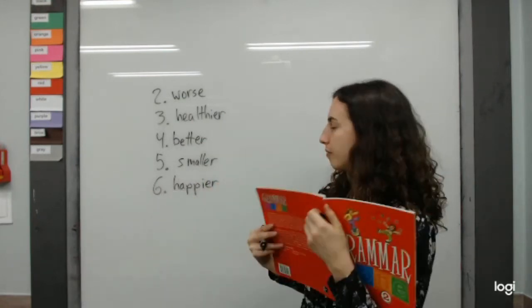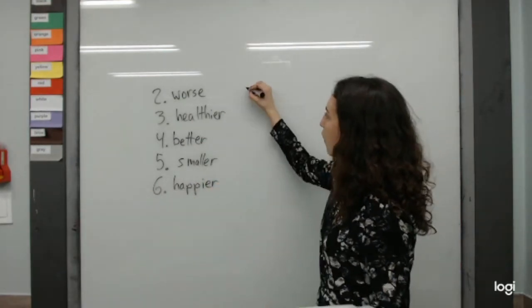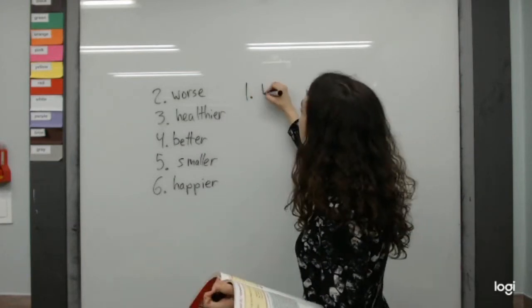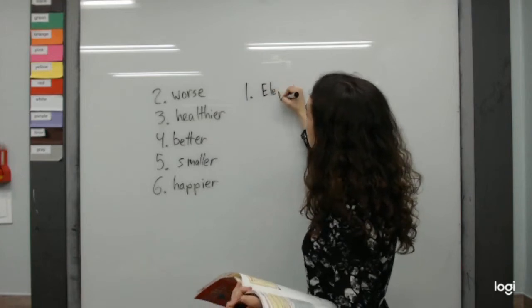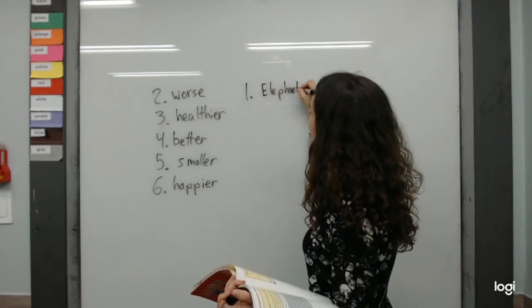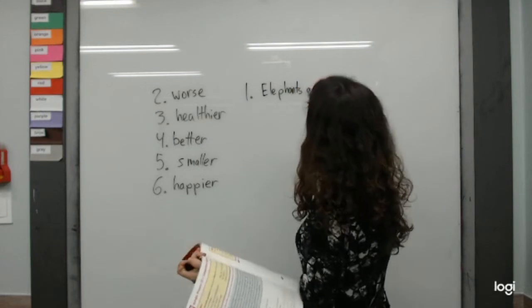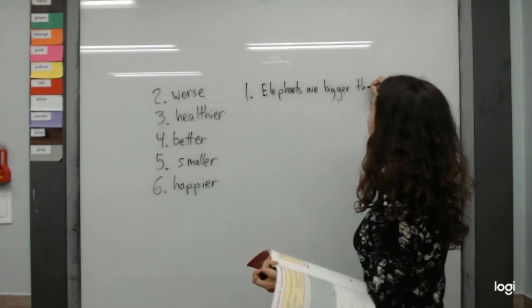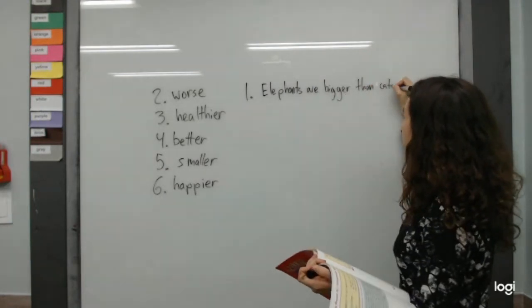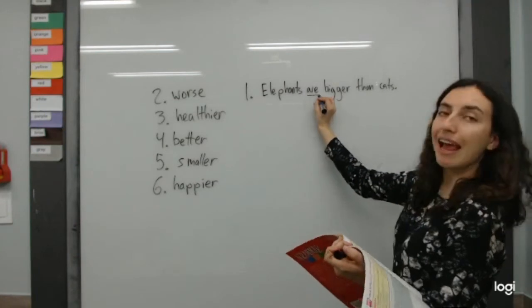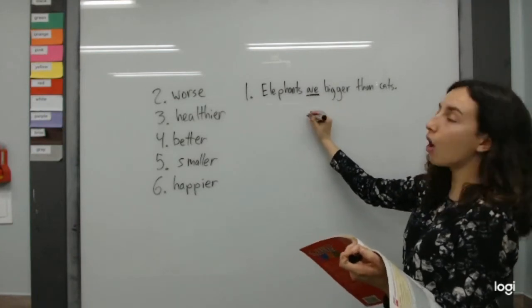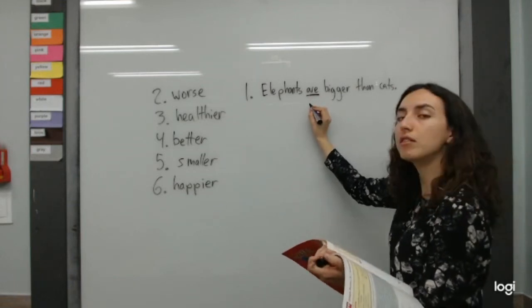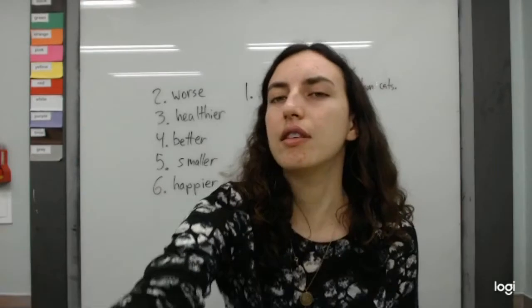Okay, finish? The next part, 4 sentences, we have elephants and big cats. So elephants are bigger than cats. Make sure we don't forget A-R-E here, okay? We always still need a verb in the sentence. We can't just say elephants bigger than cats. We need to say elephants are bigger than cats.